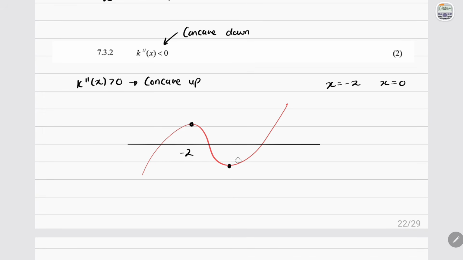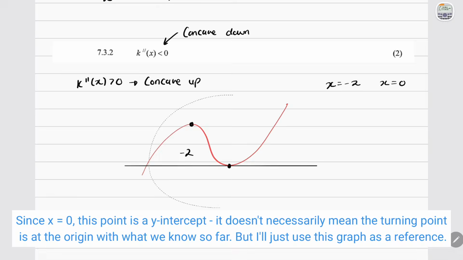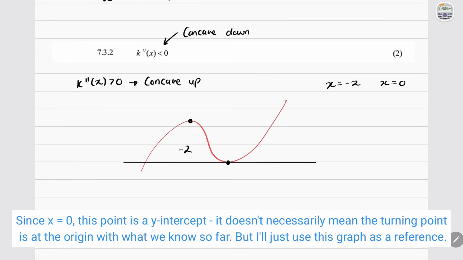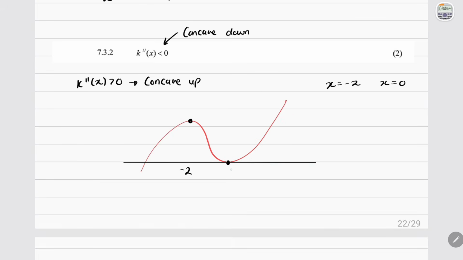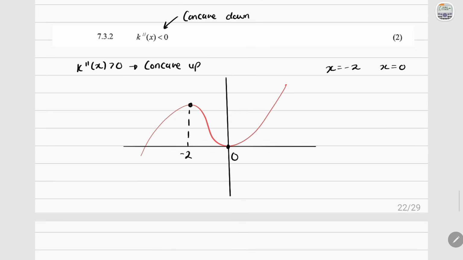The way I drew it, it shouldn't look like this. Maybe we'll just have this over here. So that would be -2 here and then 0 here, and our y-axis would just be here. So this is the -2. This is the 0. Where is it concave down?